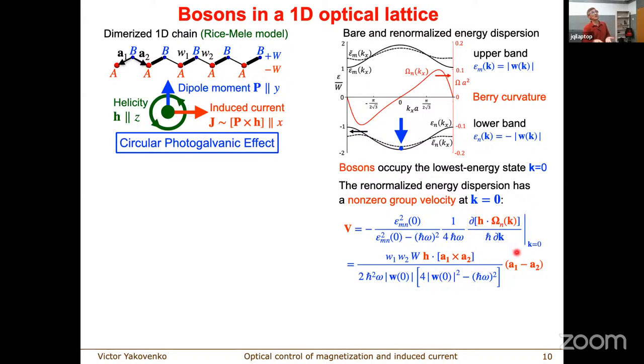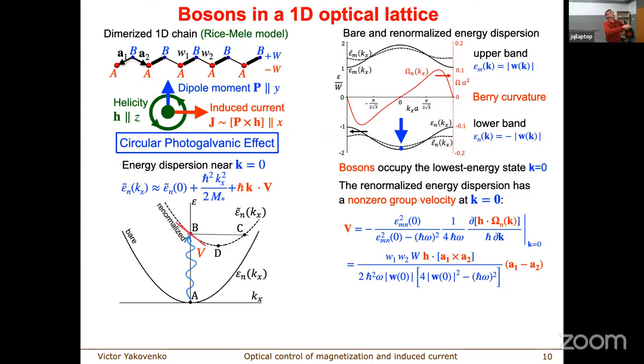If you take the gradient with respect to momentum, that gives the group velocity. So if you take the point k equal to zero, the Berry curvature is odd with respect to momentum. The bottom line is, these bosons at k equal to zero acquire a non-zero group velocity. So they start moving along the chain. Or more precisely, their original dispersion relation acquires a term linear in momentum, and so they acquire velocity. If you consider the bottom of the band, you have this parabolic bottom, and the bosons are here. Once you start shaking, you promote bosons, you get an energy shift, and you get an energy slope. So now these bosons have a non-zero group velocity and they start moving. So that's a new current.